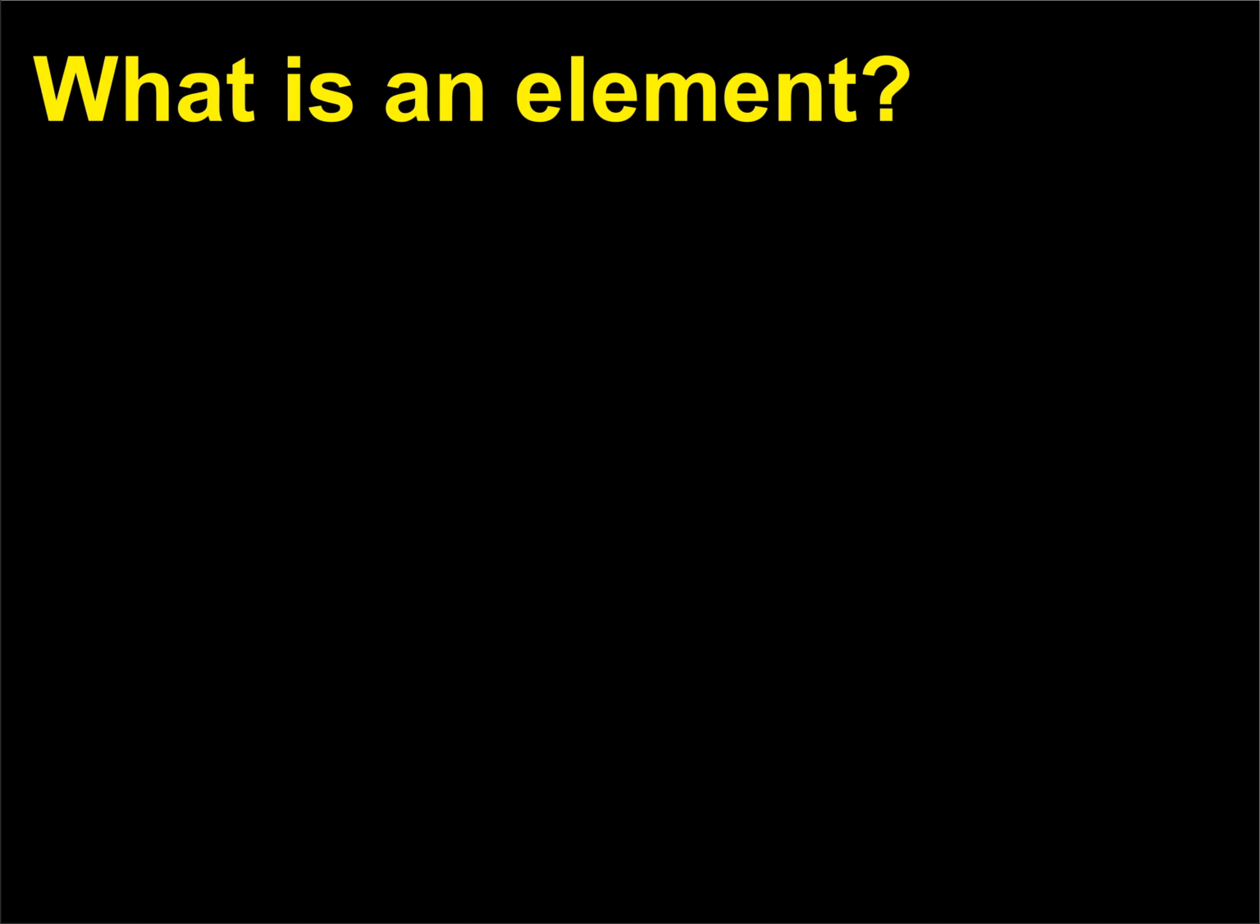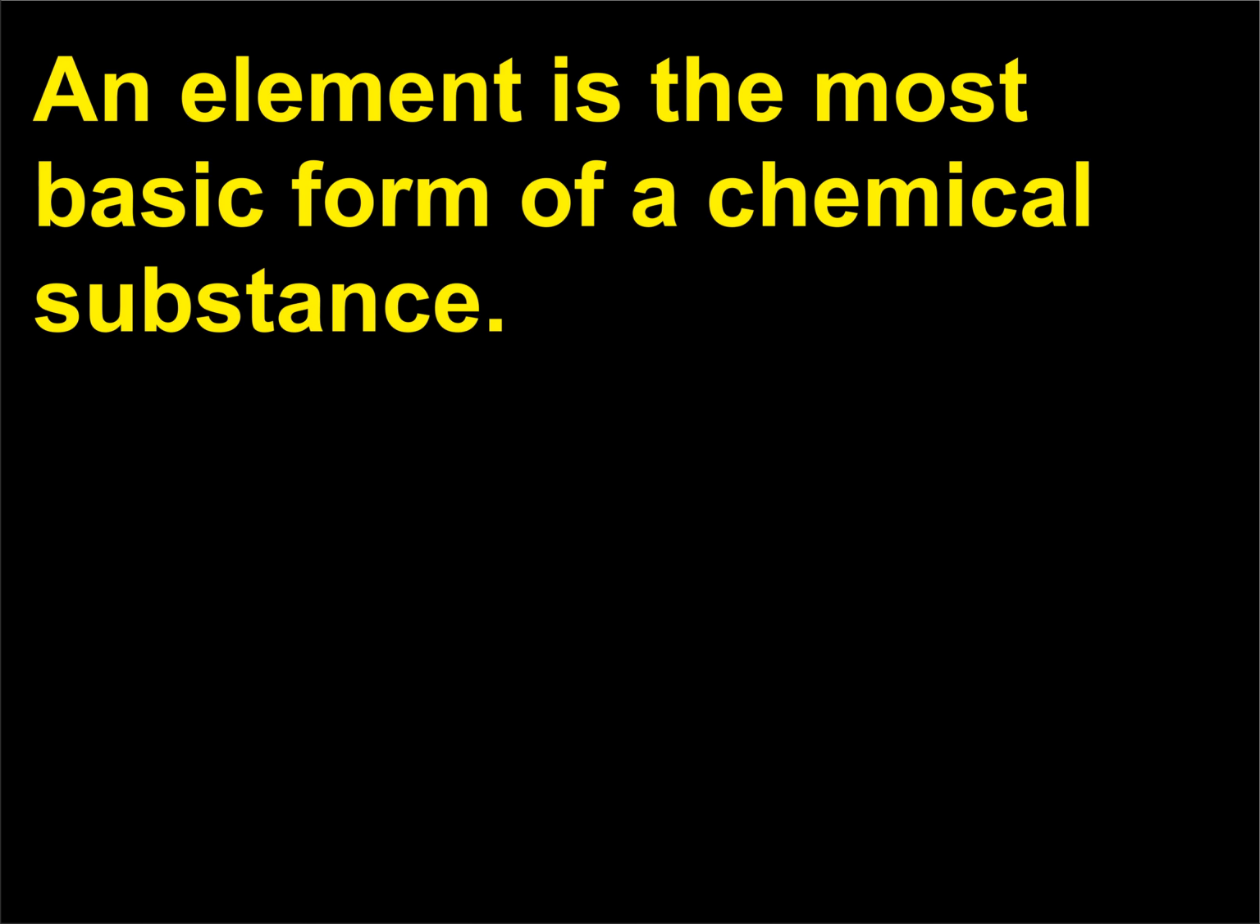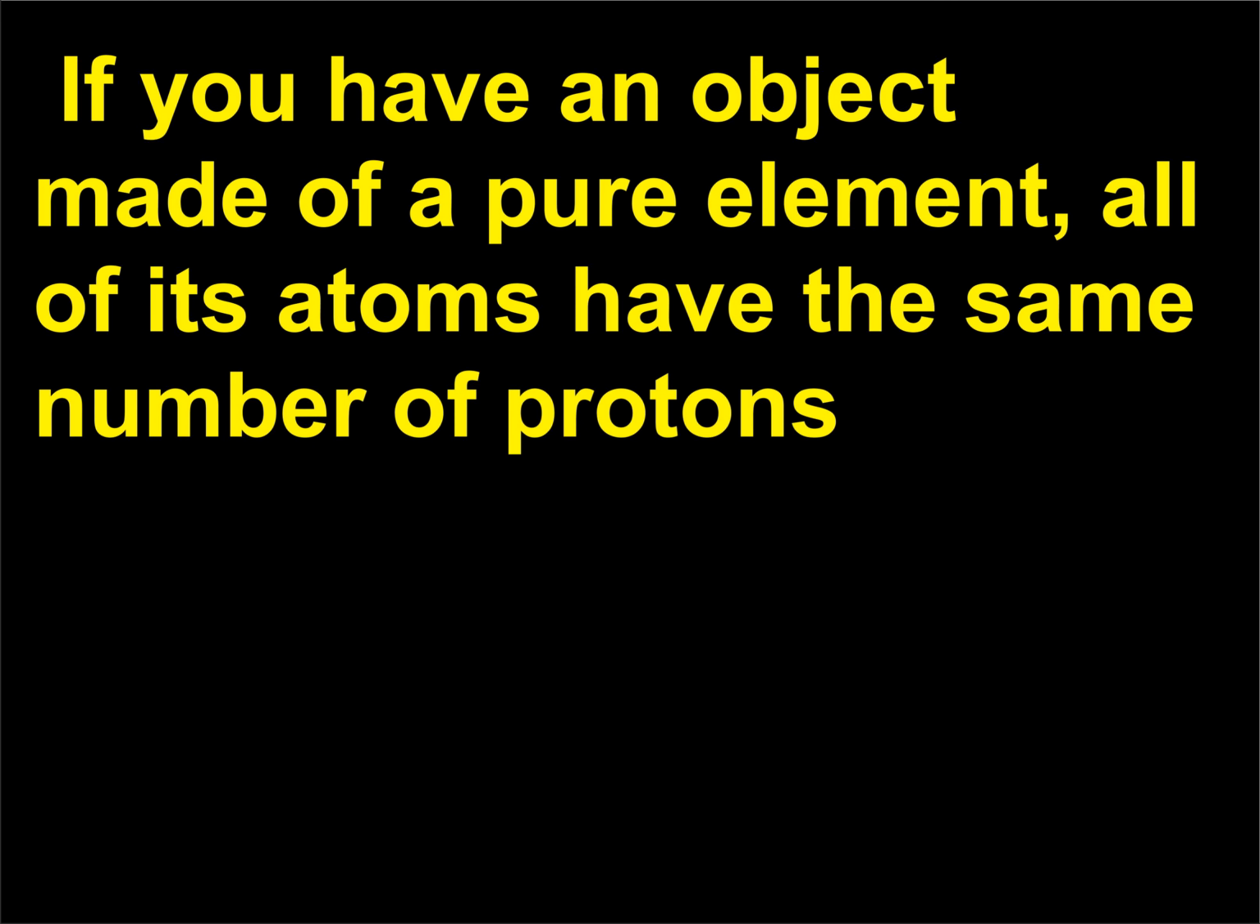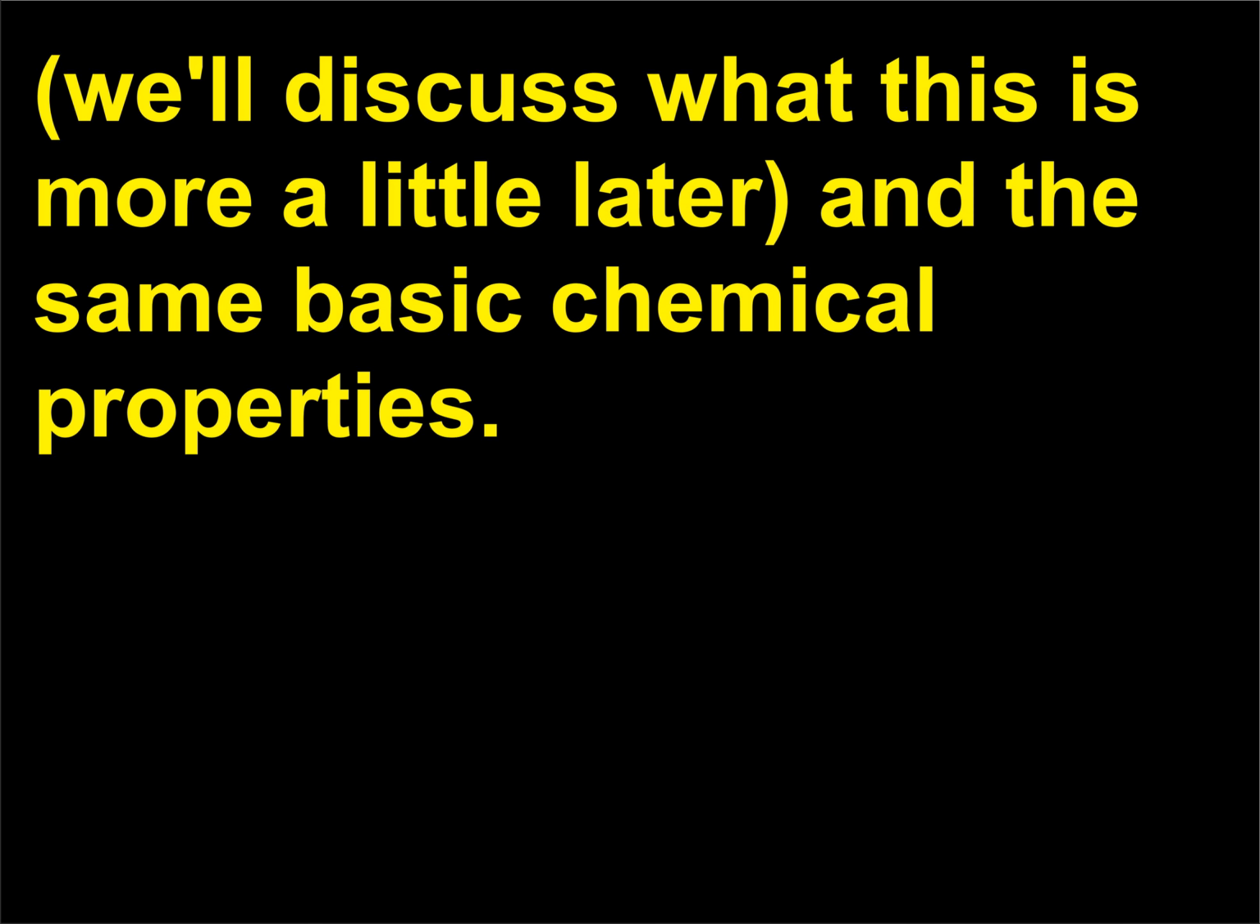What is an element? An element is the most basic form of a chemical substance. If you have an object made of a pure element, all of its atoms have the same number of protons, and the same basic chemical properties. We'll discuss what this is more a little later.